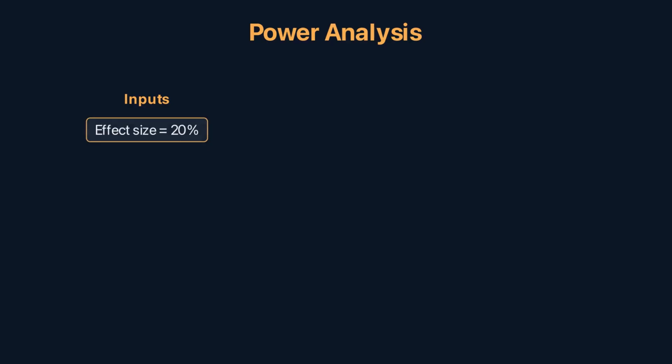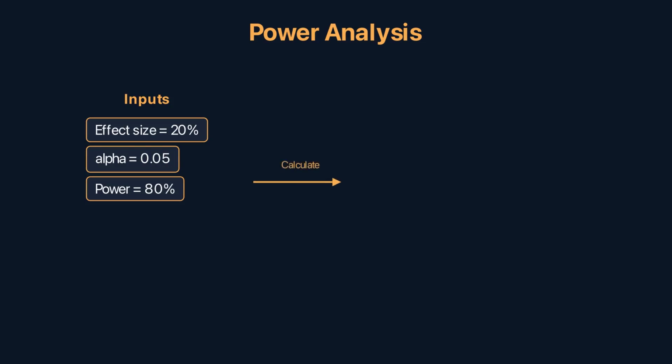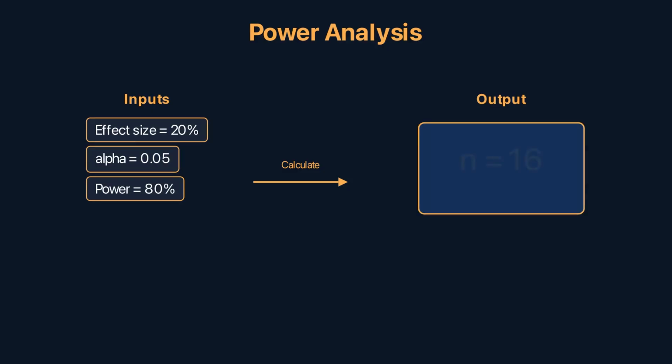Before you buy seeds, answer this: how many plots do I need to detect a 20% growth difference with 80% probability at alpha equals 0.05? That's a power analysis. The inputs: expected effect size, acceptable false positive rate, desired power. The output: minimum sample size per group.